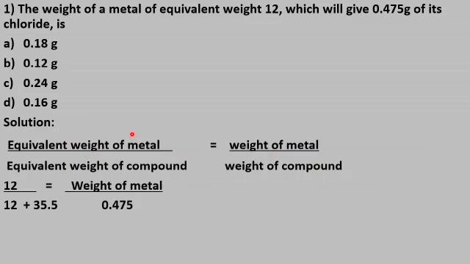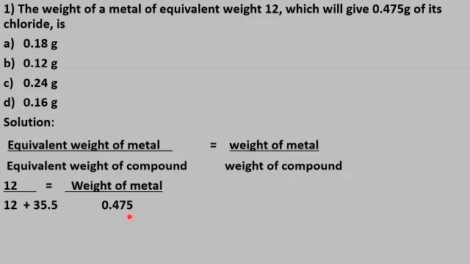So equivalent weight of the metal is given, that is 12, divided by equivalent weight of the compound, which you have to calculate. So metal is 12 plus its chloride is the compound. Hence chlorine is having weight of 35.5. Atomic weight is 35.5 for chlorine. So add this one, you will get equivalent weight of the compound. And weight of the metal we have to calculate, keep as it is.